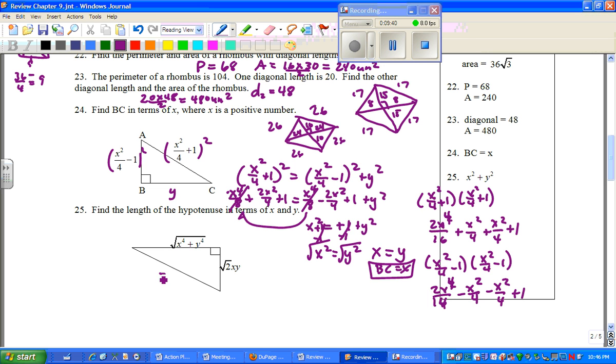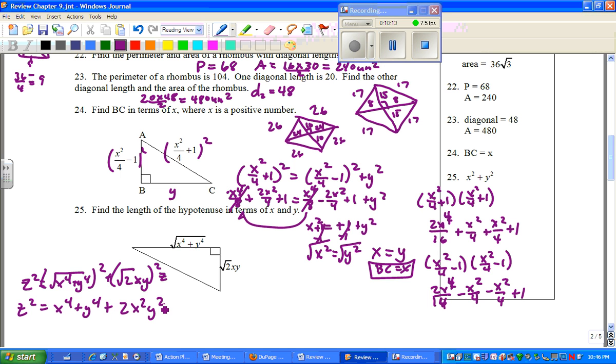Find the length of the hypotenuse in terms of x and y. So we'll call this z because that's what we're looking for. So when we're looking for it in terms of x and y, we'll take the z squared, and we'll equal it to the x squared plus y squared, squared, plus the square root of 2 times x times y, squared. When I FOIL this, you get x to the fourth plus y to the fourth, and over here you get square root 2 squared, so that becomes 2x squared y squared.